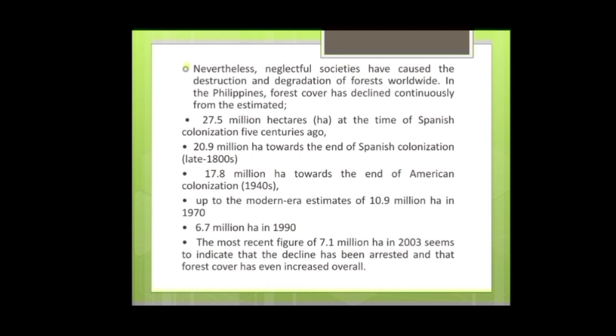20.9 million hectares towards the end of Spanish colonization in late 1800s. 7.8 million hectares toward the end of American colonization 1940s. Up to the modern era, estimates of 10.9 million hectares in 1970. 6.7 million hectares in 1990. The most recent figure of 7.1 million hectares in 2003 seems to indicate that the decline has been arrested and that forest cover has even increased overall.